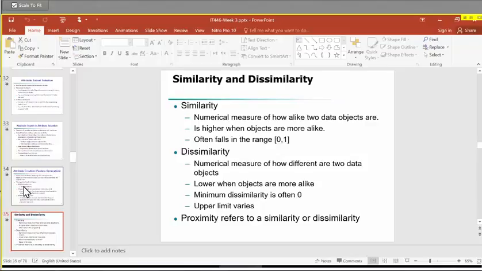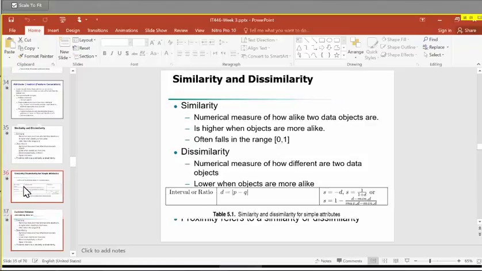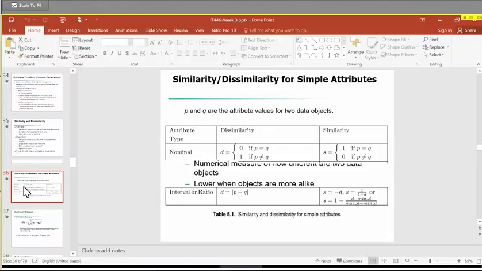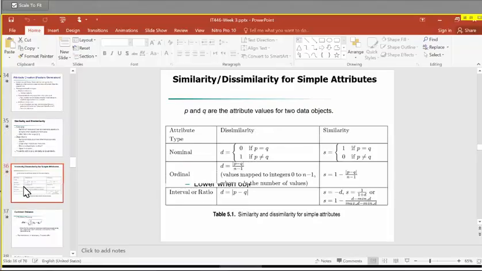Now, dissimilarity is a numerical measure of how different two data objects are. So it is lower when objects are more alike. It is the vice versa of similarity measure. So the minimum dissimilarity is often 0, and the upper limit varies. Proximity refers to a similarity or dissimilarity of two objects. Now there are several different formulas for dissimilarities and similarities. We'll skip these.